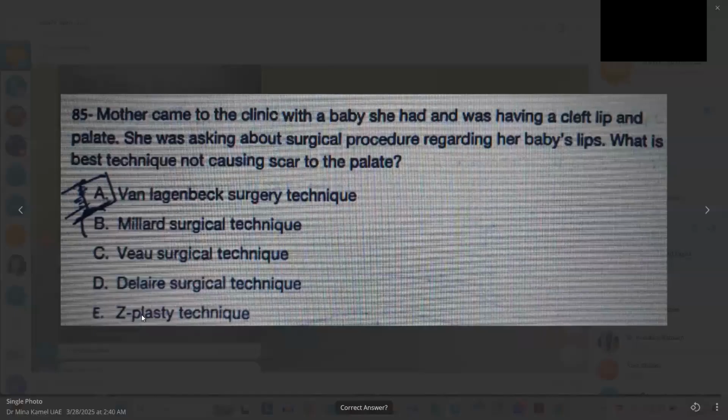Mother came to the clinic with a baby who had a cleft lip and palate. She was asking about surgical procedure regarding the baby's lip. What is the best technique, not causing scar to the palate? I have never heard of this question. It's written in Bristol notes for repair of cleft lip. Might be option A, but you can search for that in Bristol notes. Try to check Bristol notes for this.